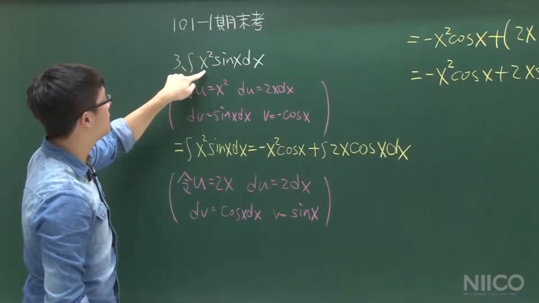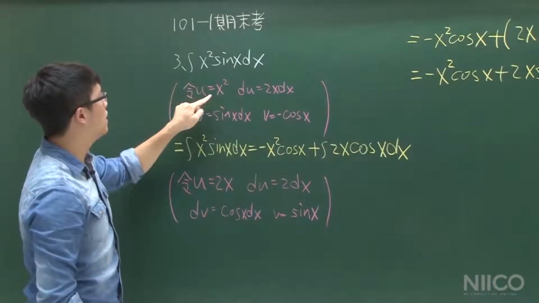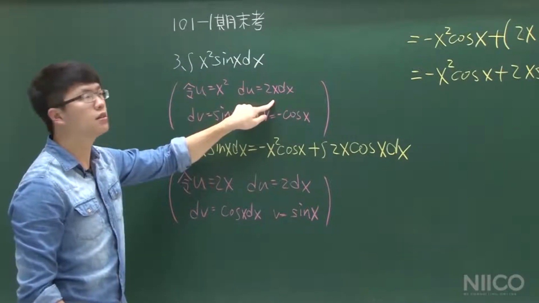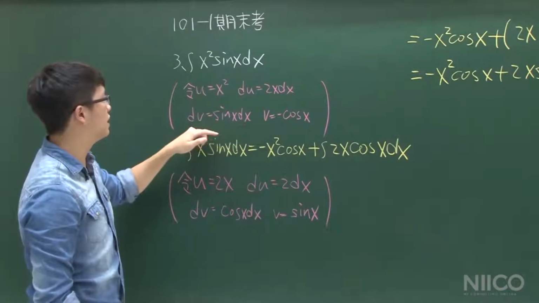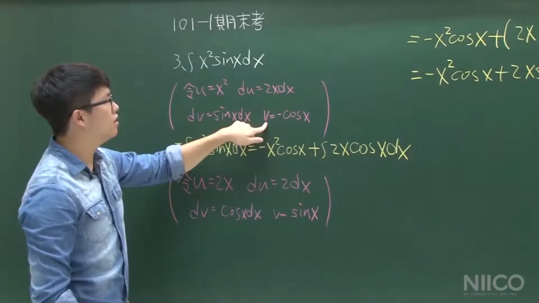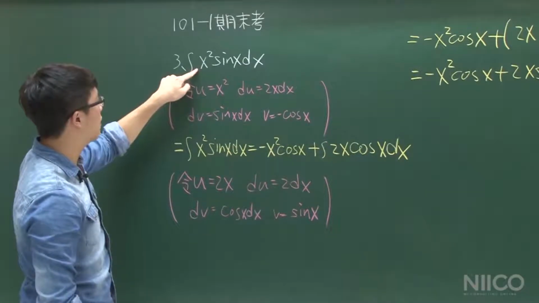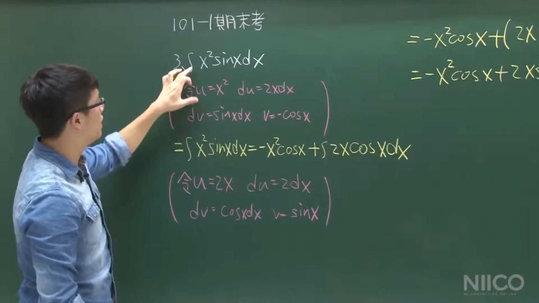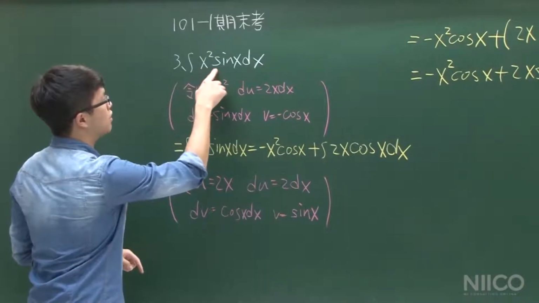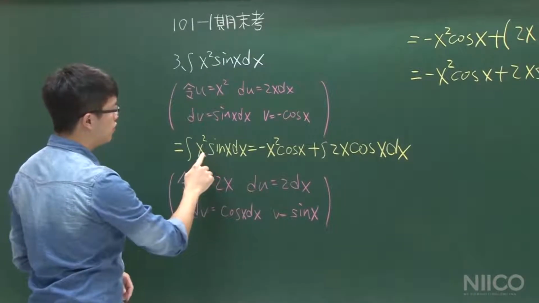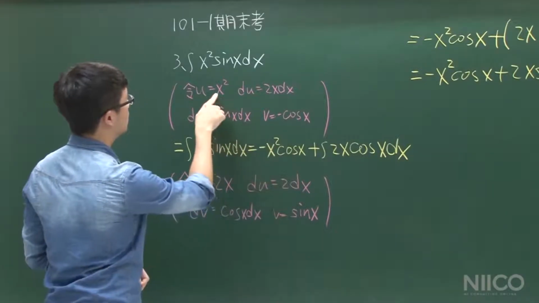So the integral of u times dv can be written as u times v minus the integral of v times du. The key here is to pick the part that is easier to differentiate as our u, and the part that is easier to integrate as our dv. So let's take x squared as our u, and the remaining part, sine x times dx, as our dv.